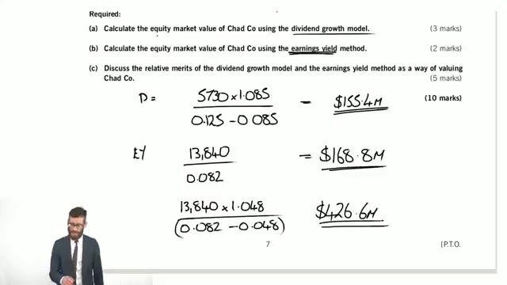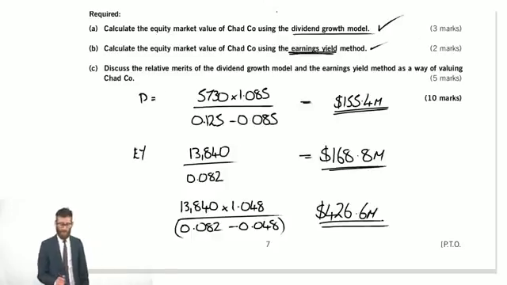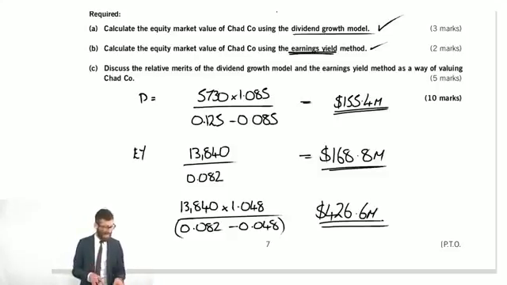So we've calculated the equity market value using the dividend growth model. We've calculated the equity market value using the earnings yield. Discuss the relative merits of the dividend growth model. I shall do that with you shortly when we come to look at the writing. But for now, I want to do one more thing just to complete the set.